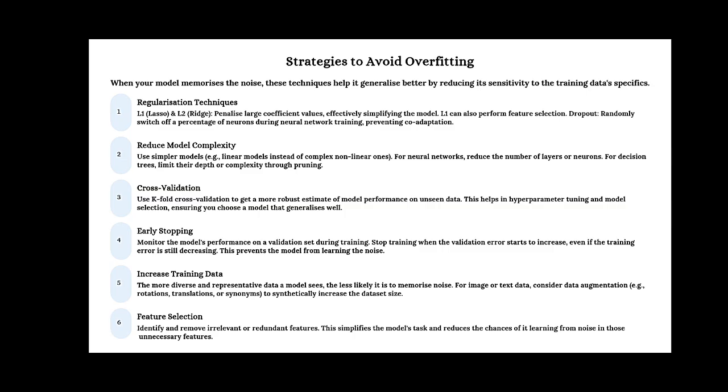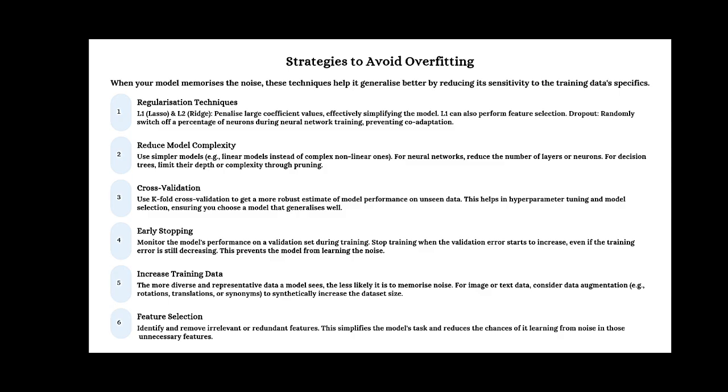Then the strategies to avoid overfitting. Now for the opposite problem: how to combat overfitting. When your model memorizes, these techniques will help it generalize by reducing its complexity or its sensitivity to the training data. First, regularization techniques. These are powerful tools: L1, Lasso, and L2, Ridge. Regularization adds a penalty for large coefficient values, which simplifies the model. L1 can also perform automatic feature selection.